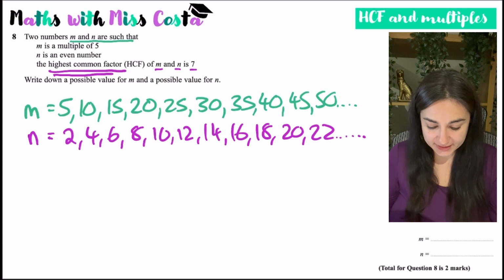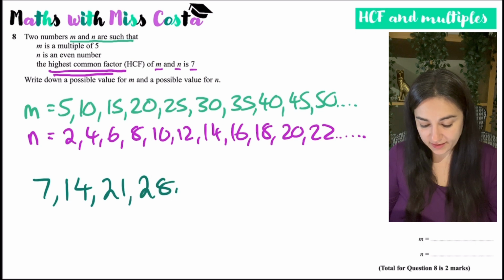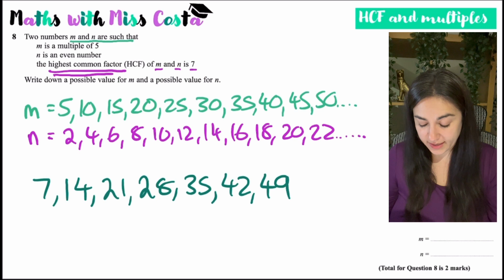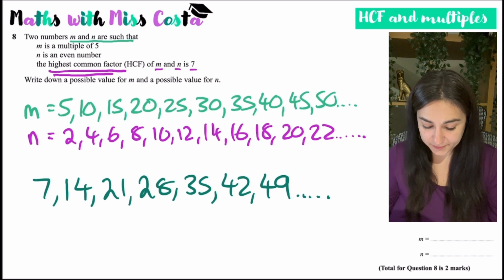So what I can do is just write out the 7 times tables. So that's 7, 14, 21, 28, 35, 42, 49, and so forth. Now, I want to find a value for m and a possible value for n.